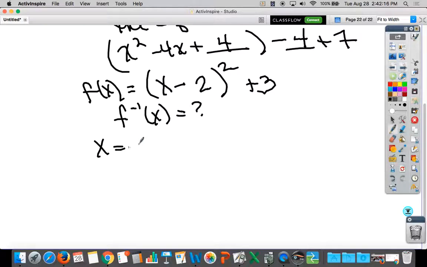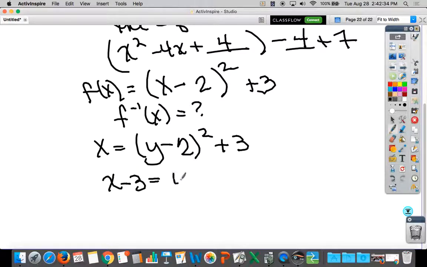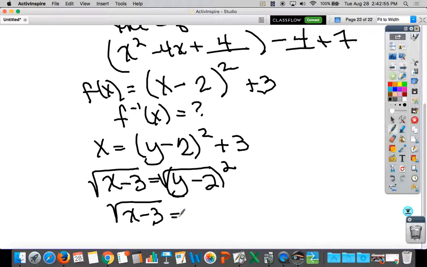Y becomes x, x becomes y. What would I do here? Not square root just yet. Subtract 3. And then what? No, I don't want to foil this out. I'm going to square root both sides to release that. Okay, so that's going to be the square root of x minus 3 equals y minus 2.